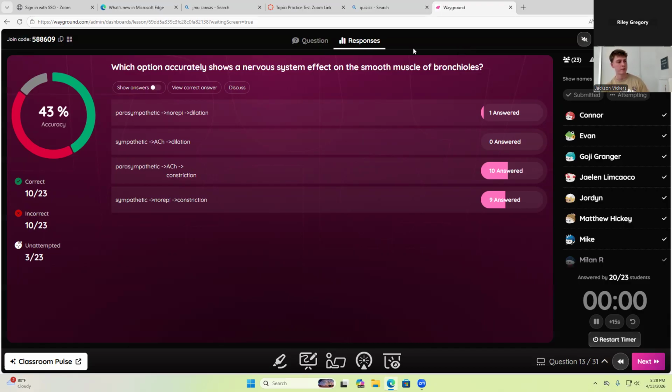Wait, yeah, for the heart, isn't it the opposite? Or am I confused? So you're talking about whether we're speeding up or slowing down the heart rate? Yeah, doesn't acetylcholine slow the heart down or relax it? I'm not sure. Grace, do you know this one? I'm not quite sure. Okay. I'll look it up.